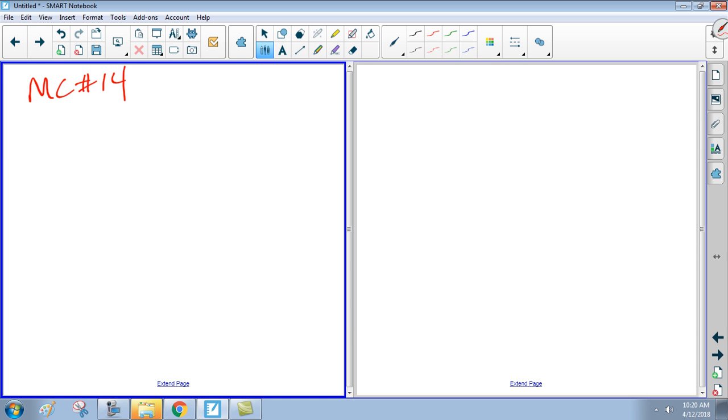All right, multiple choice number 14. It says the orbit of a certain satellite has a semi-major axis of 1.5 times 10 to the 7th meters.